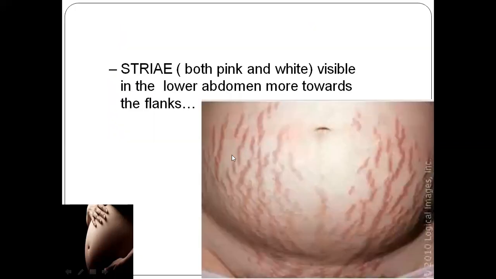Then here you can see some stretch marks, striae gravidarum, or we can simply say stretch marks. They can be pink and white in color. They are visible in the lower abdomen and more towards the flank region. Here you can see the linear pattern. It will extend up to the symphysis sternum. In some cases only up to the umbilicus, but in striae gravidarum it will be in the lower abdomen. In some cases, it can even be seen over the breast and over the thighs. The striations can be visible during pregnancy.